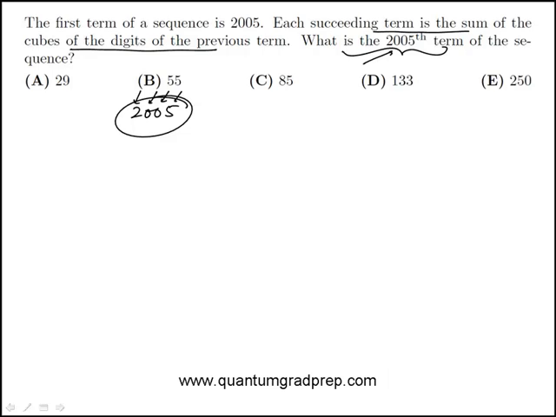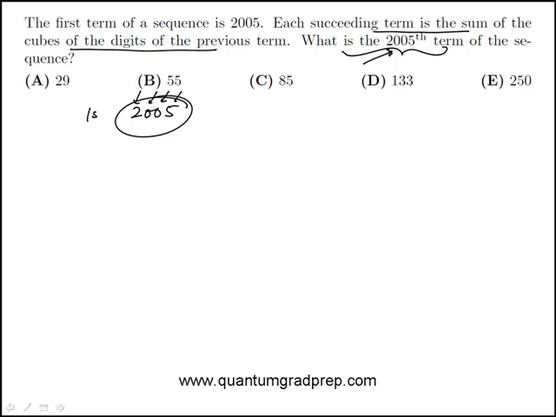In general, if you see a question that's asking for a term that's far out, it almost always means that there is some kind of a pattern. Because obviously with these types of questions, they're not expecting you to list each one of these 2005 terms. So it's all about establishing that pattern. And so in general, I would say apply the rule up until you start to see a pattern.